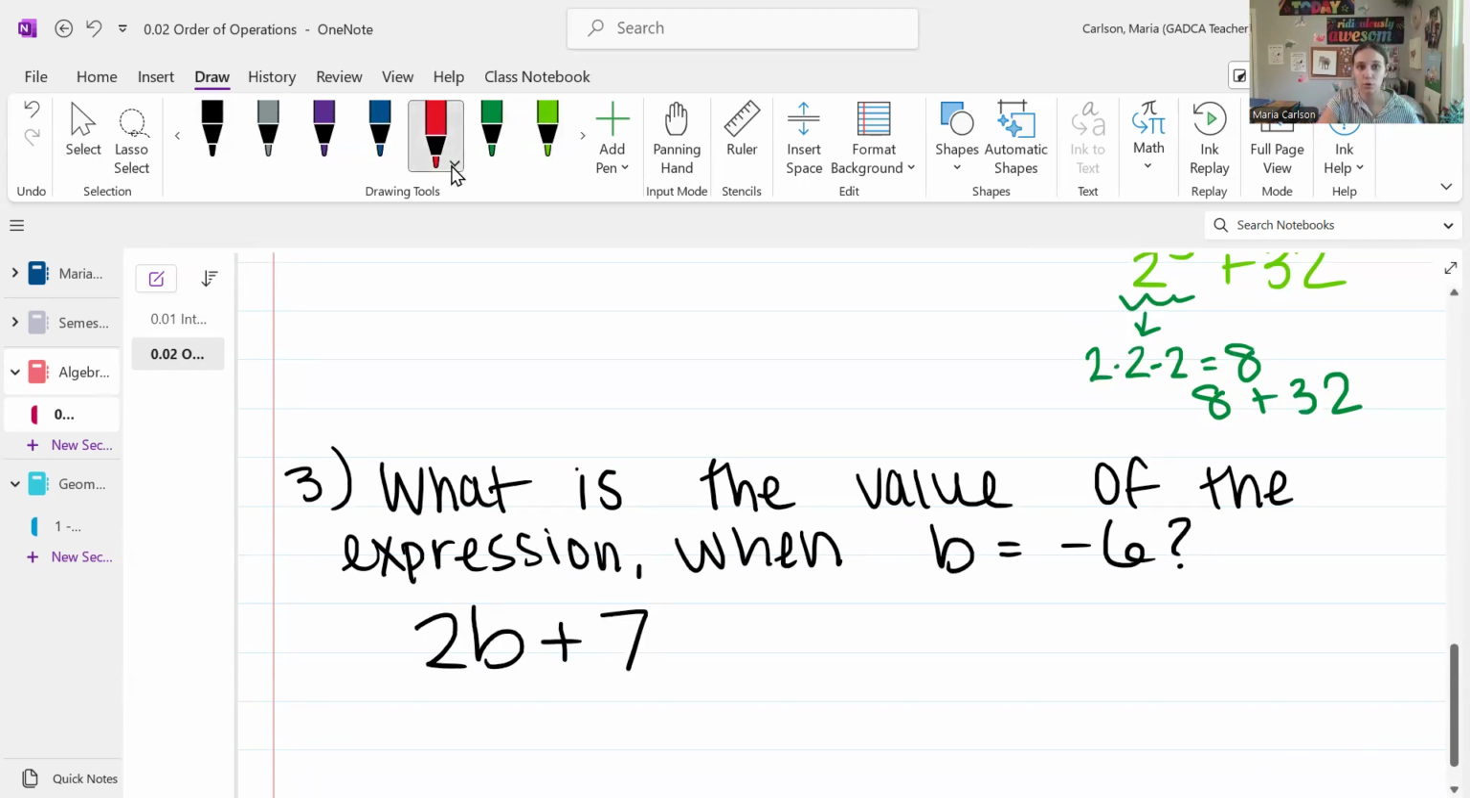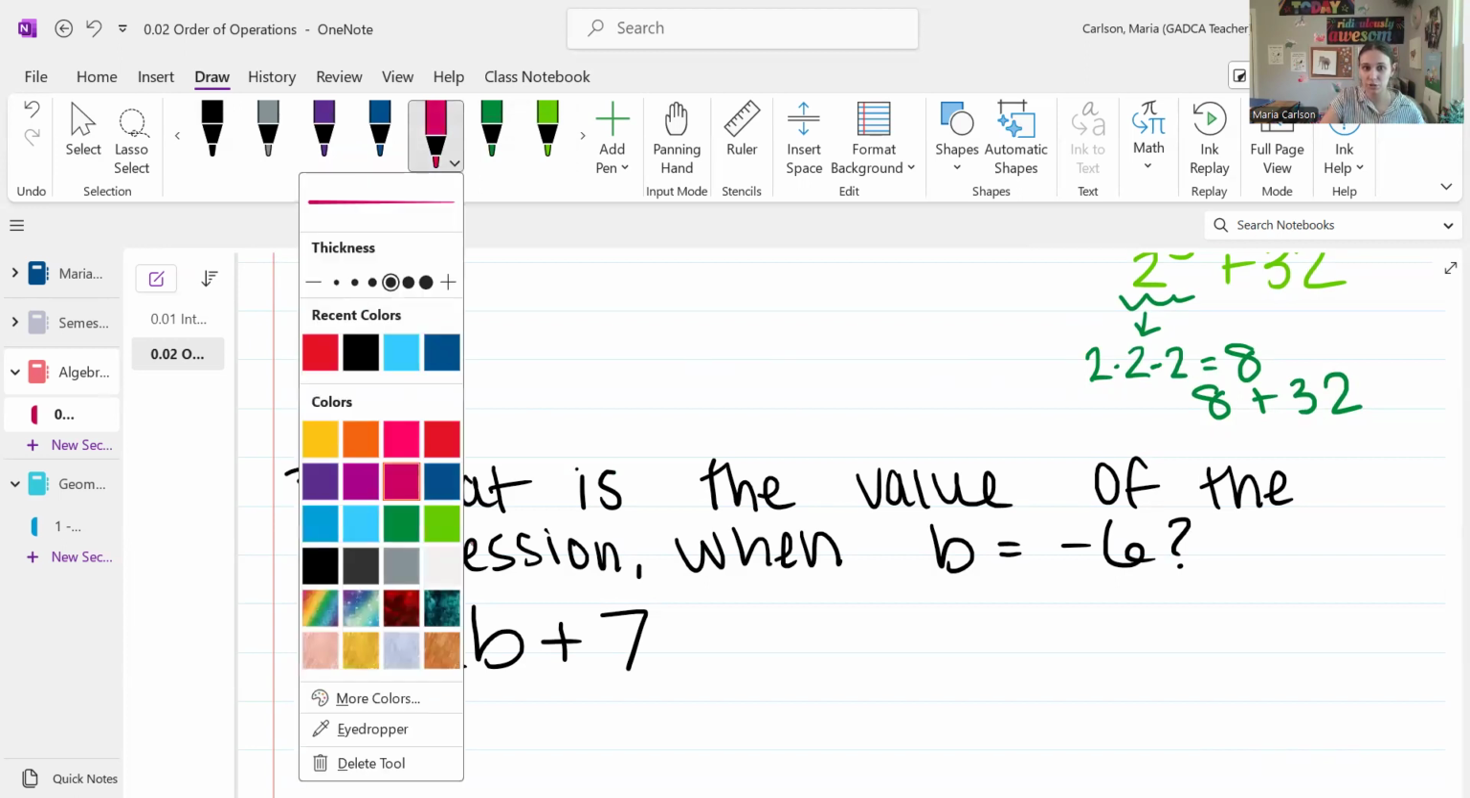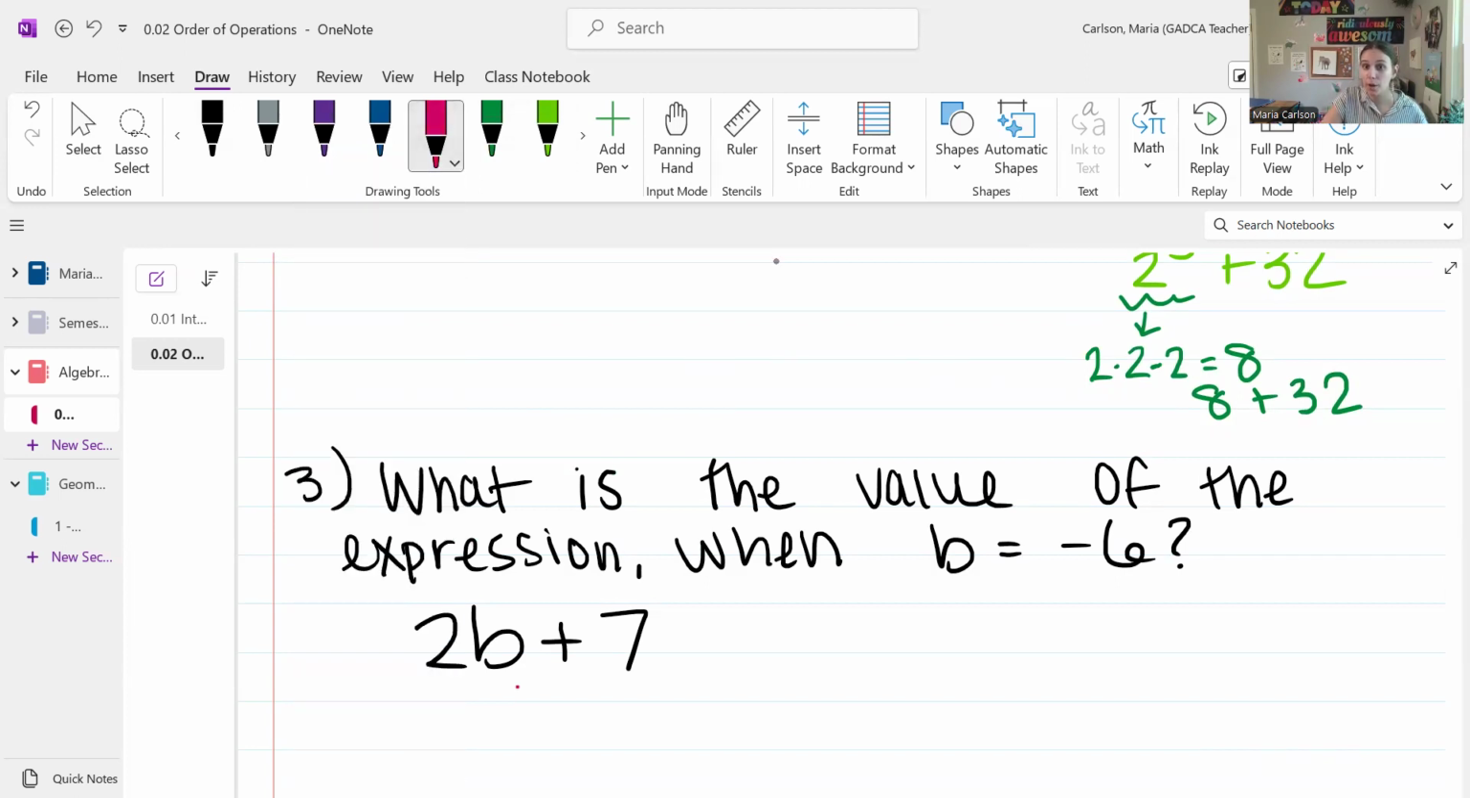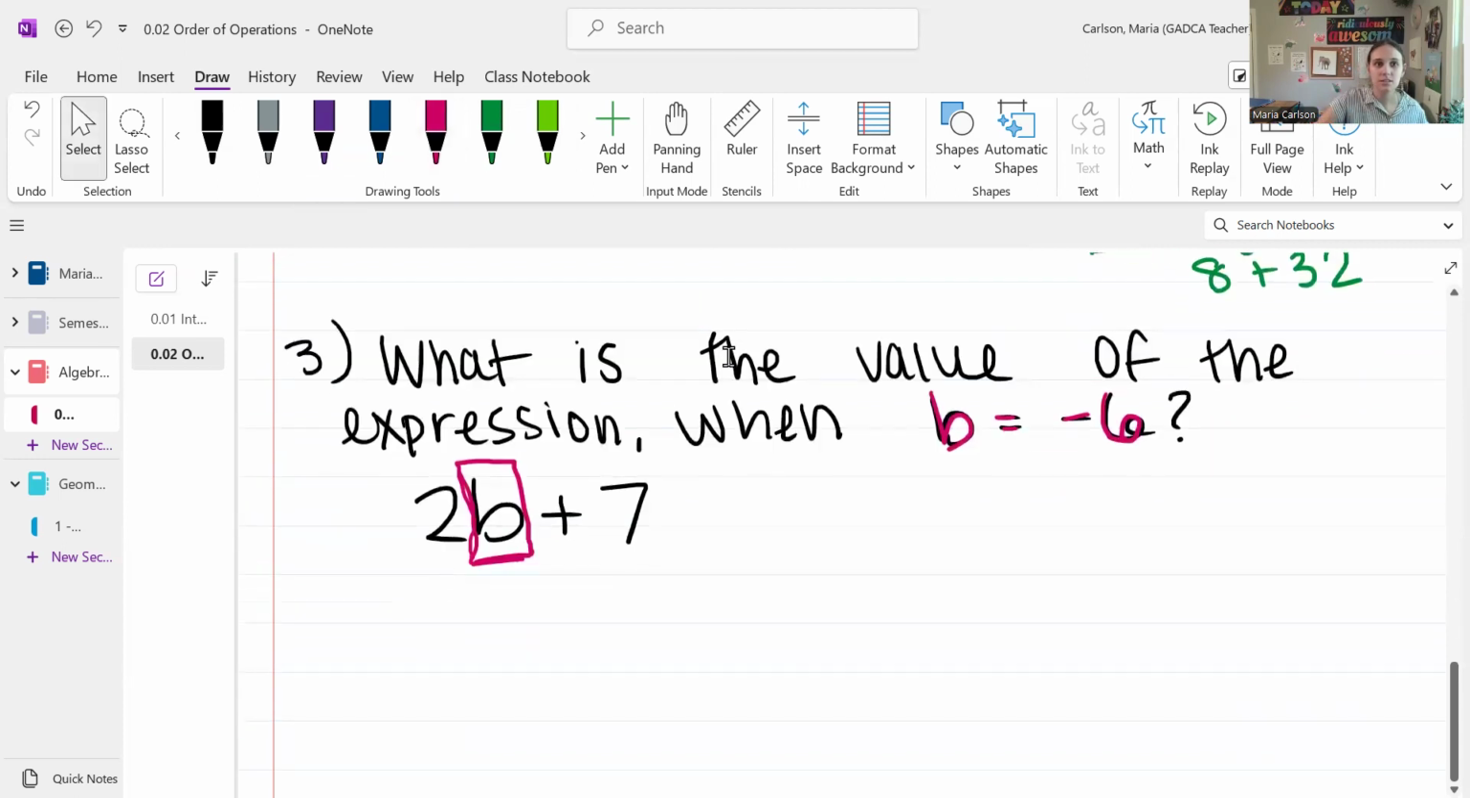So if you are told an expression, our expression is 2b plus 7, and we know b is equal to -6, anywhere in my expression where I see b, I can replace that with -6. So in my expression, I will have 2 and then my -6, but it's 2 times b. So I'm going to have 2 times -6 plus 7.